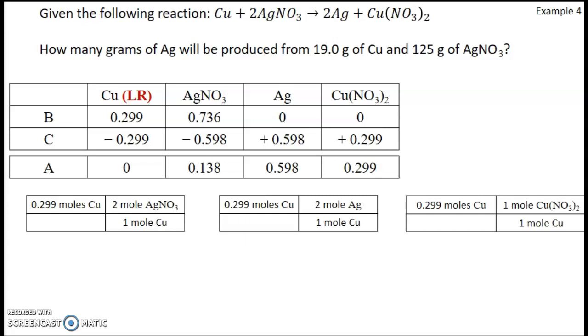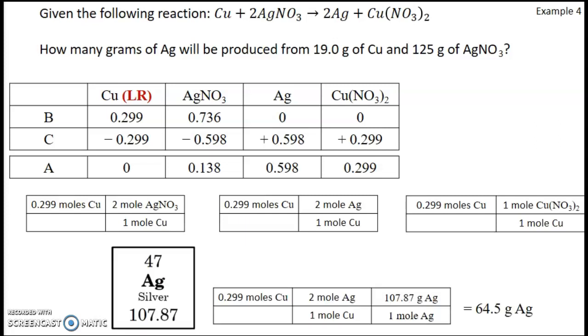Now the problem asked us specifically for the grams of silver. So we would need to go to the periodic table and look up the molar mass of silver, add it to our railroad tracks for silver, and that will tell us that there should be 64.5 grams of silver coming out of this reaction container.